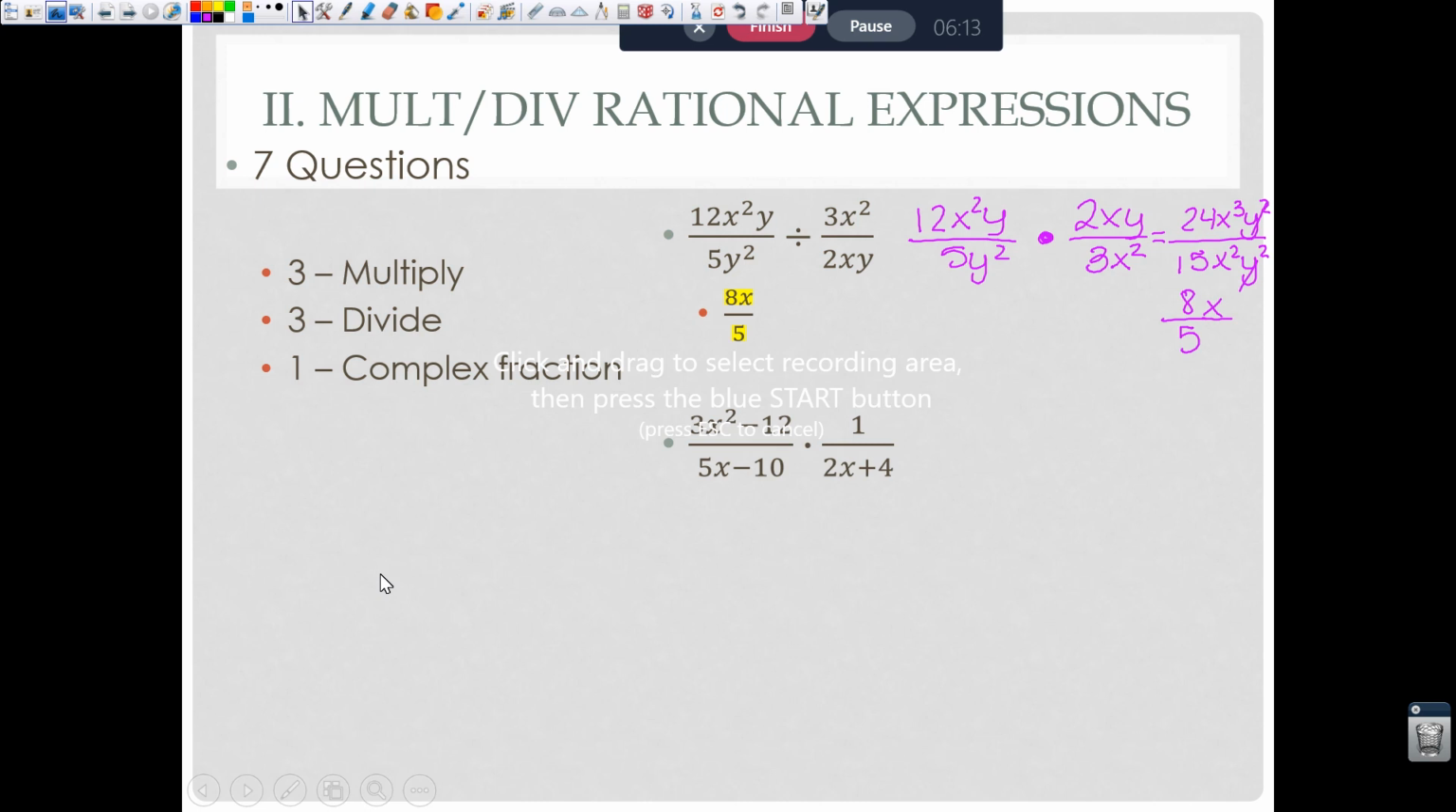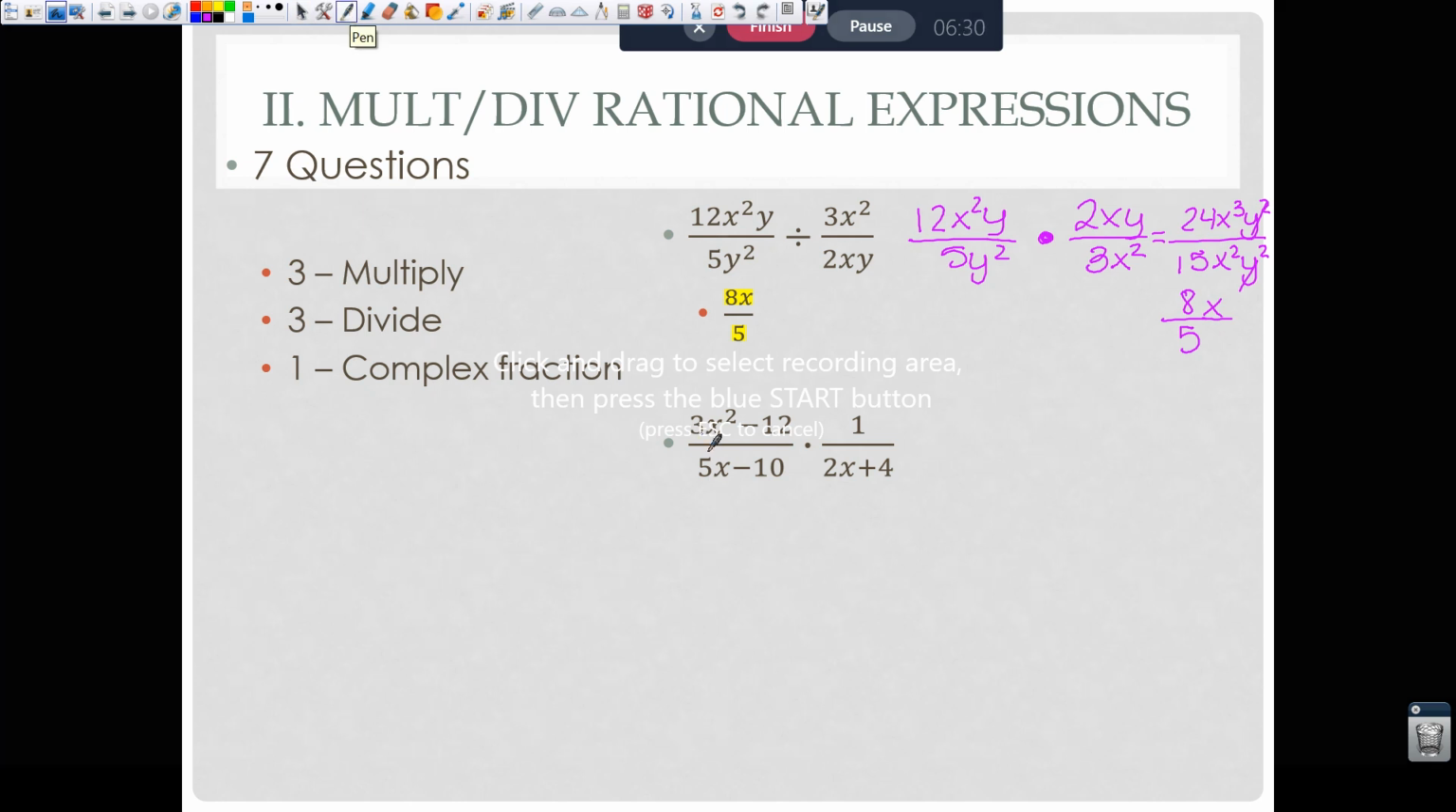Okay, this multiplication problem. So I have binomials here, so I can't do this in which I multiply straight across. I'm going to have to factor. So I'm going to look at my top part here. Okay, so I have 3x squared minus 12. What number or variable can go into both? 3. So I'm going to factor out my 3. So this becomes x squared minus 4.